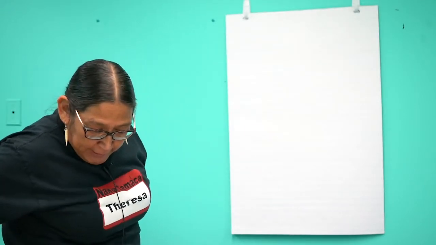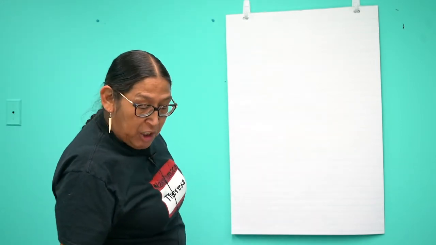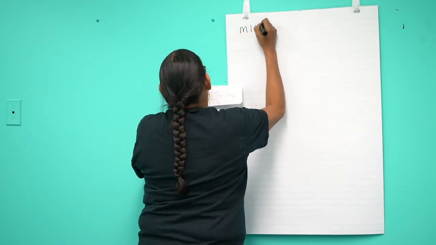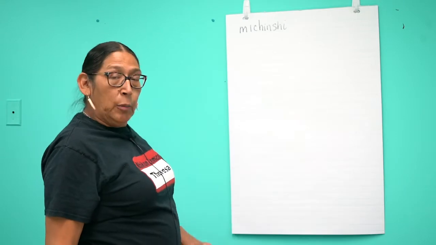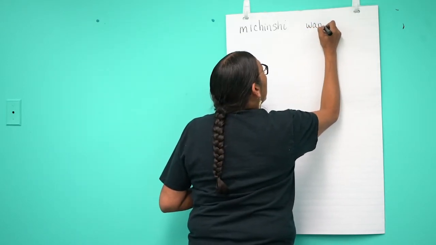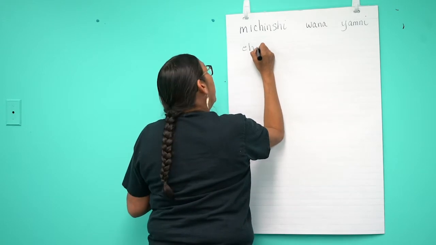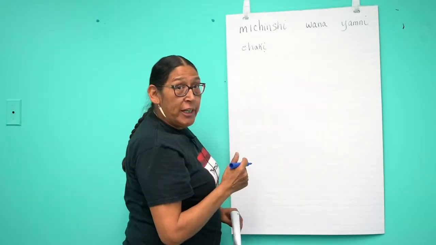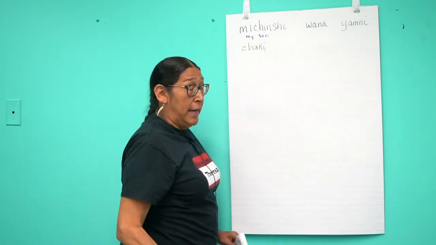Our next sentence that we're going to translate is mi chungshi. I'm sorry. Mi chingshi wana yamni ihaki. I'm just writing it as it spells. That's not how it's normally spelt, but I'm writing it so that you can say it with me. Wana, yamni, ihaki. Now, mi chingshi, sorry, not mi chungshi, mi chingshi. My son, wana, now.